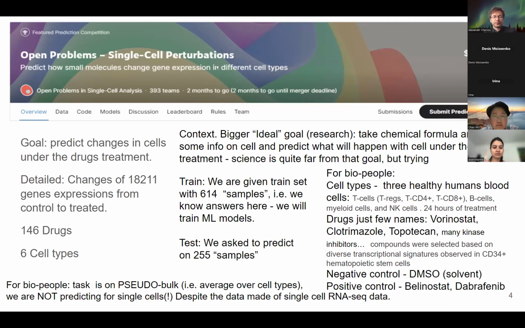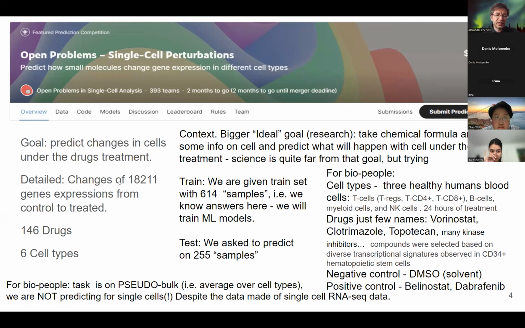So, the main thing, the goal, what we need to predict. In simple words, we need to predict the effect of drugs on cells, the action of the drugs on the cells. The organizers have created a data set where they treated about 146 drugs for 6 cell types, and we have data which quantifies the effect of the drug on these cells.